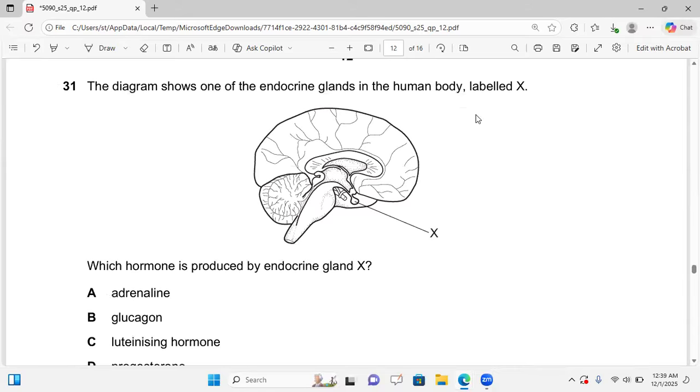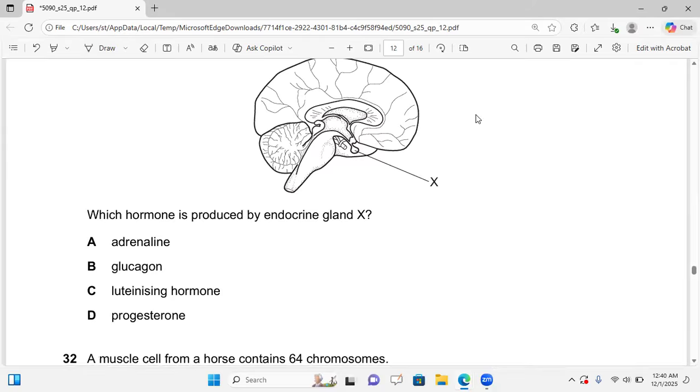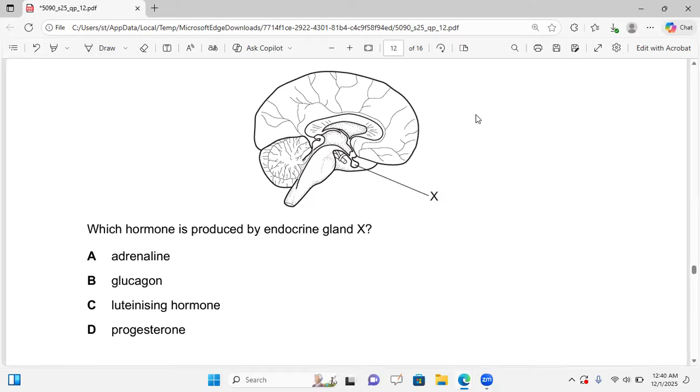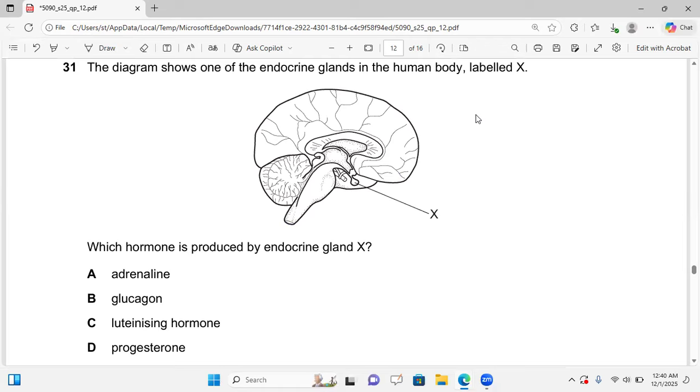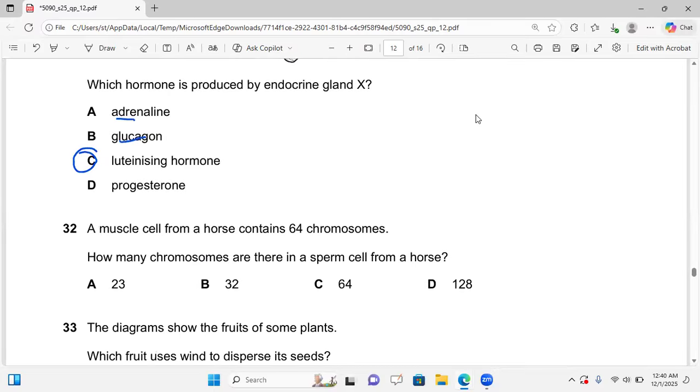After that, he is saying the diagram shows one of the endocrine glands in the human body labeled X. Which hormone is produced by endocrine gland X? If we observe its location, it is near the medulla oblongata and pons. So the hormone released will be luteinizing hormone. Adrenaline is not from the pituitary gland. Glucagon is released from the pancreas. Progesterone is related to sexual hormones. So luteinizing hormone will be perfect for this.